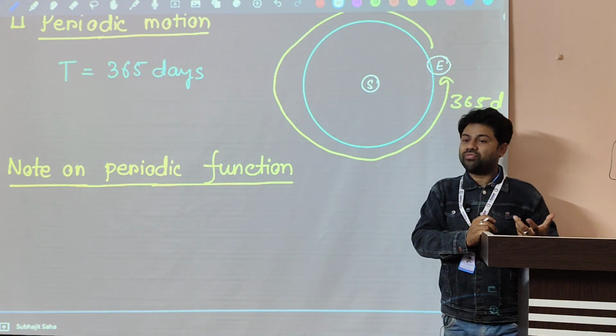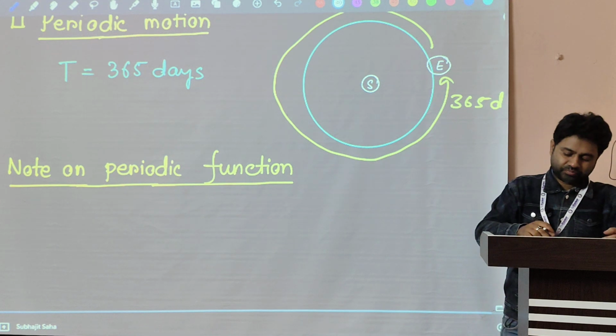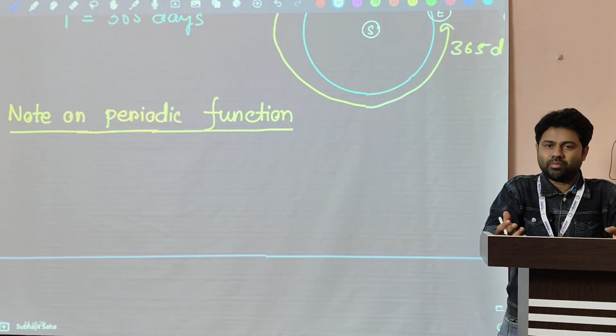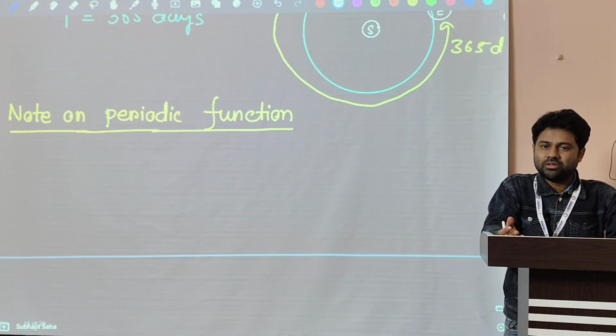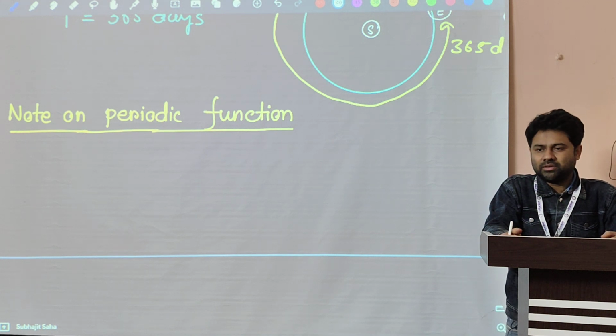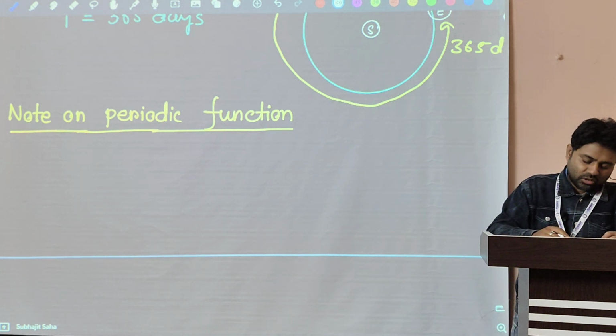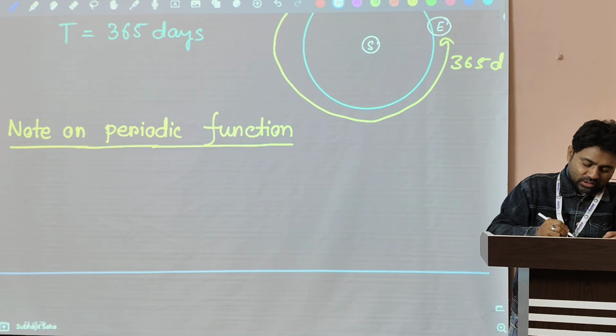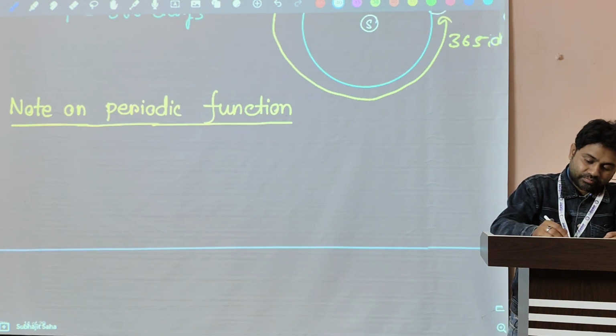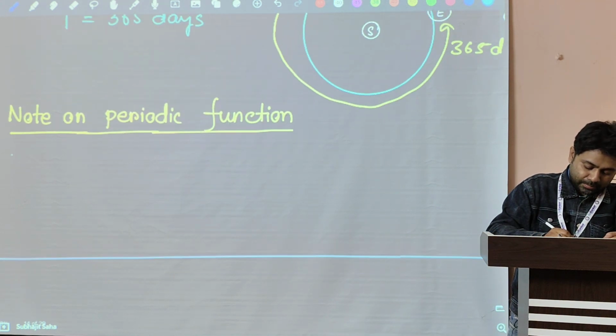So what is a periodic function? Then we have to learn that. You have learned probably about the function in mathematics. It comes from set theory or mapping. What is a function? Like consider this example. Example 1.